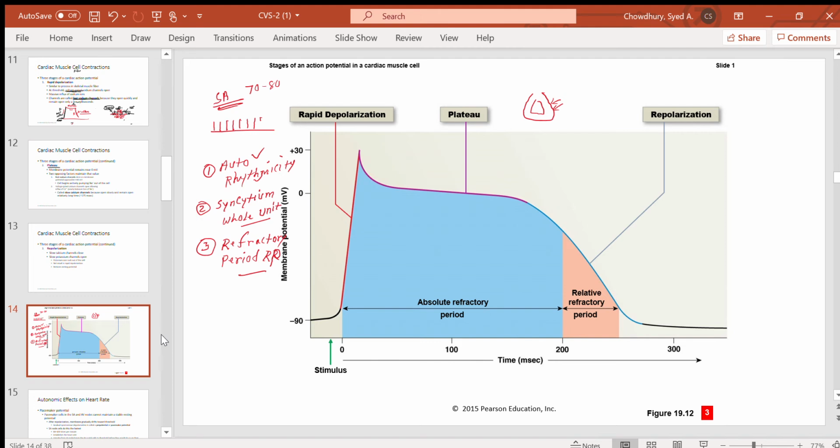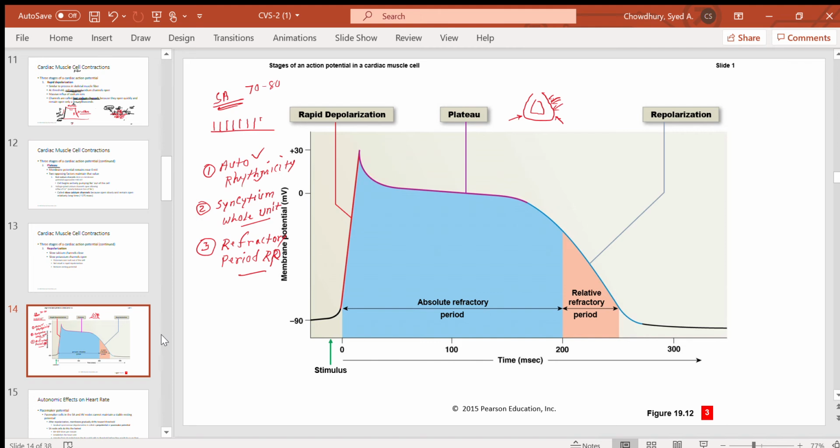So during its contraction, if any stimulus or signal arrives from somewhere else, the heart will ignore it. And that is the refractory period. During that time, the heart does not listen to any other signal. Okay, during its contraction, that is the refractory period.